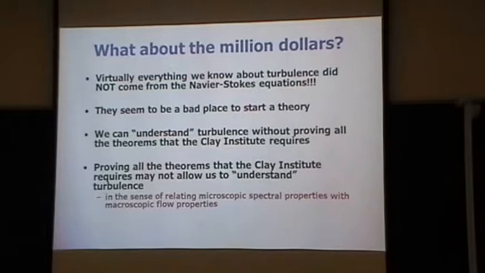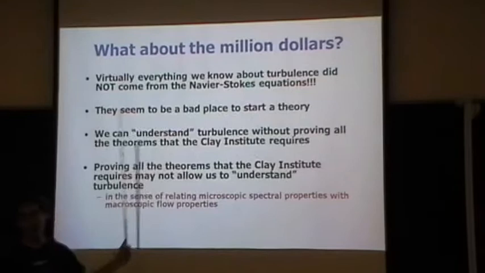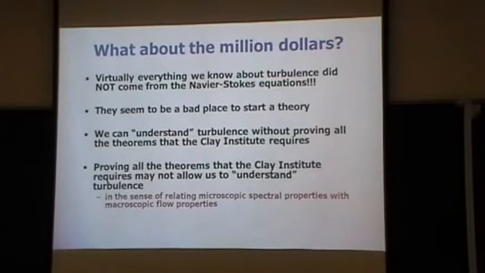So, what about the $1 million prize? So, remember that you've heard two lectures now from me about turbulence. And virtually everything I told you, none of it came from the Navier-Stokes equations. Okay? If you want to understand turbulence, Navier-Stokes equations are arguably the worst place to start. Okay? Just like if you wanted to solve the problem of critical phenomena, you really wouldn't want to start from the band structure of iron. You'd start from the Landau-Ginzburg theory of a magnet or something like this.